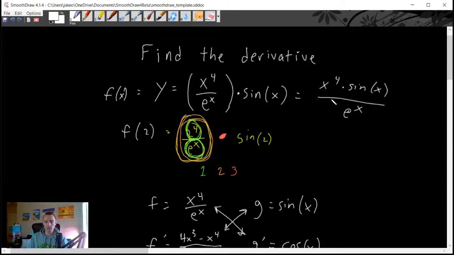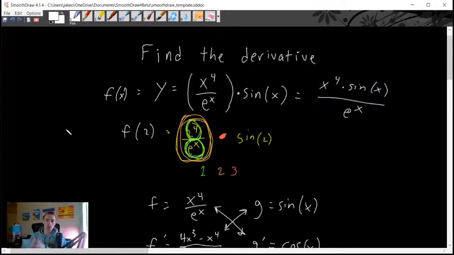So since dividing is the final thing we do, the quotient rule, which tells us how to deal with derivatives of fractions, would be the first thing we would want to apply. So we would basically call this our top function, call this our bottom function, and go through the quotient rule first. And once we got to the point where we had to find the derivative of this top function, that would then require the use of the product rule, because this is the product of x to the fourth times sine of x. So you can rewrite it and do it in whichever order you want.